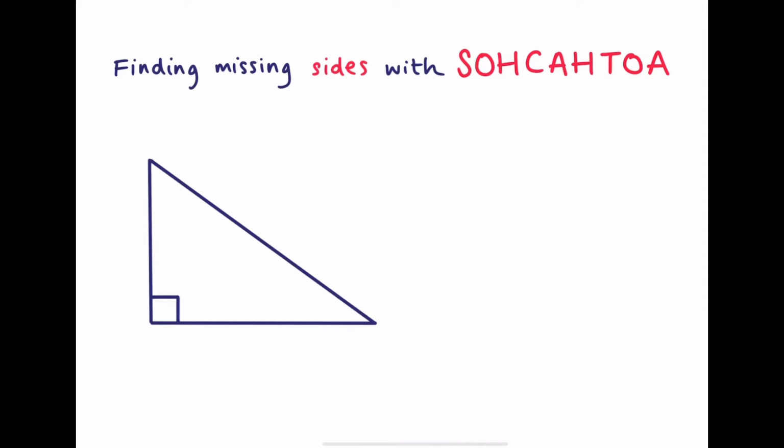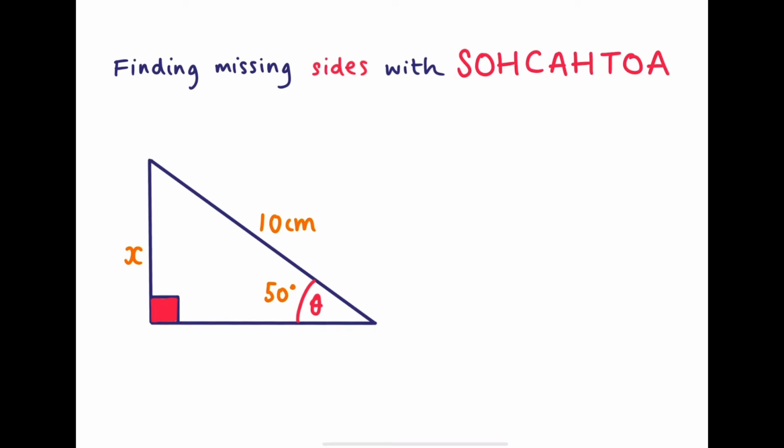In this video, we're going to revise how to find missing sides using SOHCAHTOA. It's important to remember that this method only works with right-angled triangles and that we use the sign theta to show the angle. Here's the information for our right-angled triangle, and we're trying to find the missing side x.